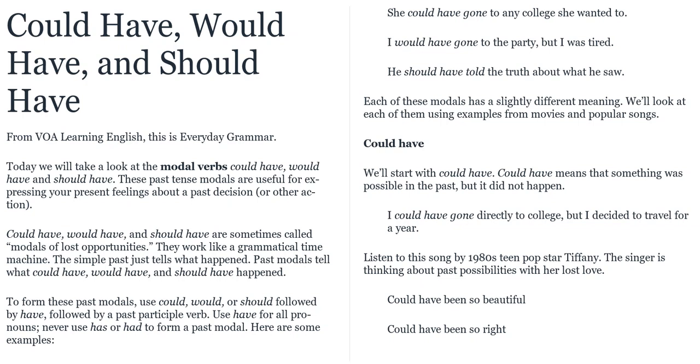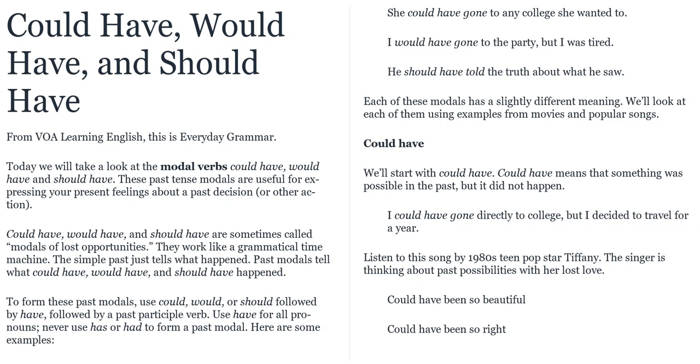They work like a grammatical time machine. The simple past just tells what happened. Past modals tell what could have, would have, and should have happened. To form these past modals, use could, would, or should, followed by have, followed by a past participle verb. Use have for all pronouns. Never use has or had to form a past modal.